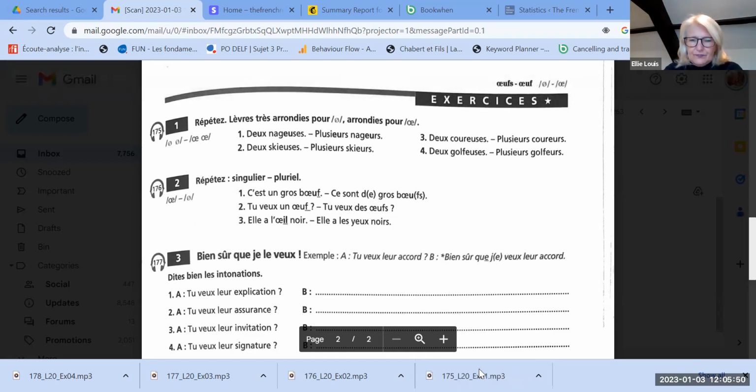Leçon 20. Oeuf. Exercice 1. 1, Deux nageuses. Plusieurs nageurs.